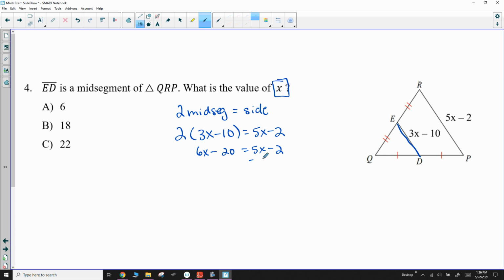I am going to subtract 5x from both sides. x minus 20 is equal to negative 2. I'm going to add 20 to both sides. x is equal to 18, and it wanted the value of x. There it is. Let's go.